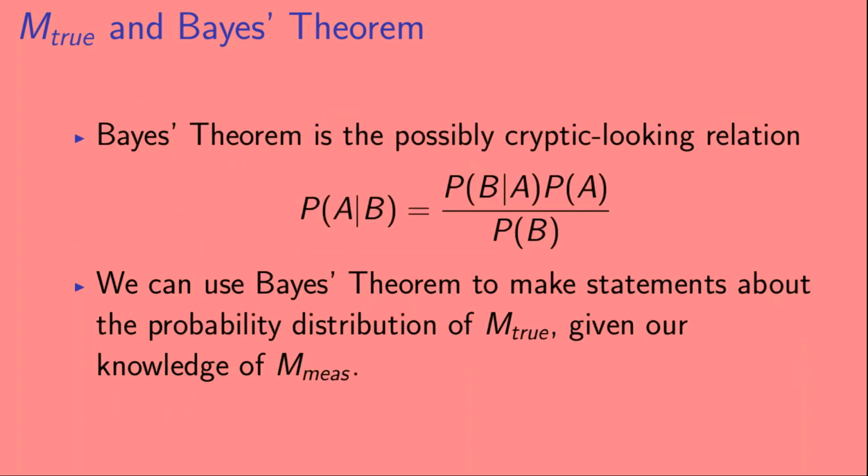Now, Bayes' theorem is the possibly cryptic-looking relation that's read as the probability of A given B is equal to the probability of B given A times the probability of A divided by the probability of B. We can use Bayes' theorem to make statements about the probability distribution of M true given our knowledge of M measured.